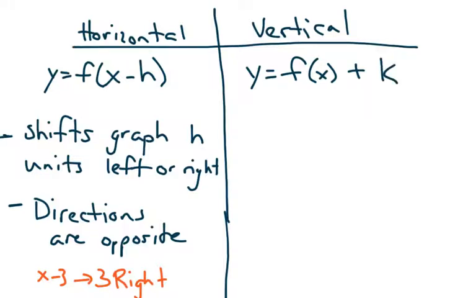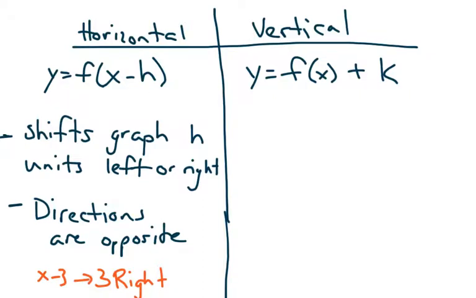Okay, notice the difference with horizontal: the new number is going to be in the parentheses. The new number in vertical is going to be outside of the parentheses. It's going to be on the end of the original function. So remember, f of x is going to be our original function, and then we're going to add something either to the entire function or to the end of it, or we're going to add it directly to x.